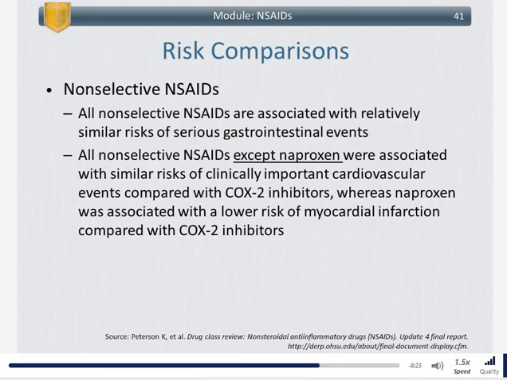So all non-selective NSAIDs are associated with similar GI risk. All non-selective NSAIDs, except for naproxen, are associated with similar cardiovascular risk. Naproxen is lower.